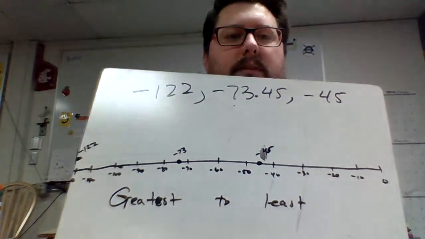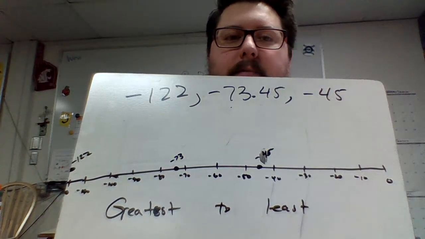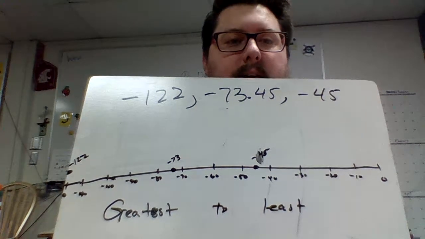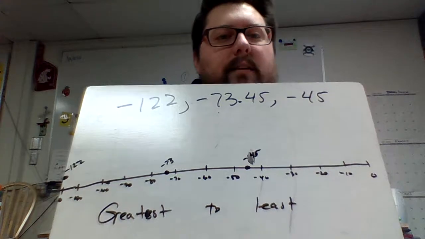Negative 73.45. Well, let's find negative 70, and let's go back about where negative 73 would be. And we can put a dot there. Obviously, it's not going to be precise, but we can get a general idea. Negative 122, negative 73, and negative 45, about halfway between 40 and 50. Okay, so look at that. From greatest to least, the greatest number is going to be the closest to 0, negative 45. Then we go on down from there to negative 73.45, and then finally negative 122.